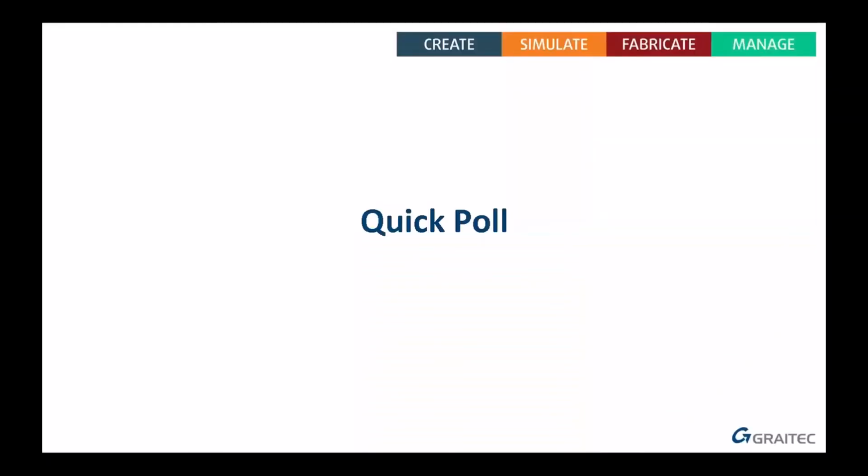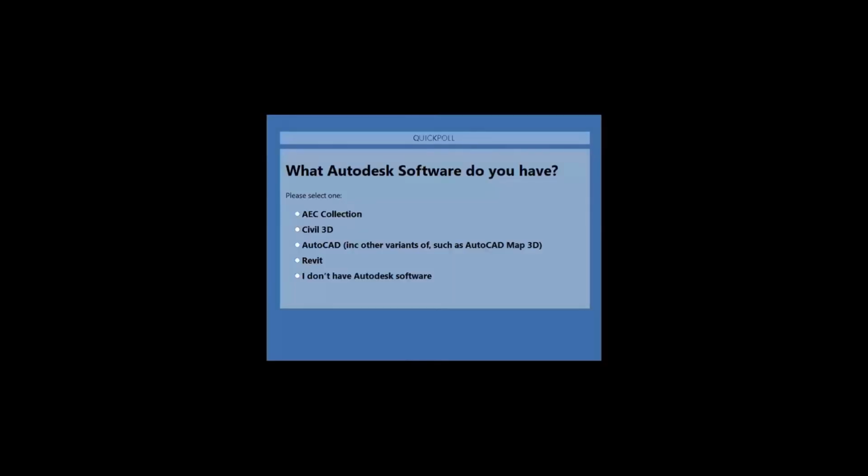Let's go to the next question. Always useful these, just to get an idea of who's in the virtual room, if you like. So which Autodesk software do you have? So if you've got the AEC collection, Civil 3D, AutoCAD, or any variant of AutoCAD, so AutoCAD Architecture or Map 3D. Do you have Revit, or you don't have any Autodesk software? And I can't remember if I put multiple answers on there. I think I didn't, and I should have done. My mistake. If you can't click more than one, I apologise.